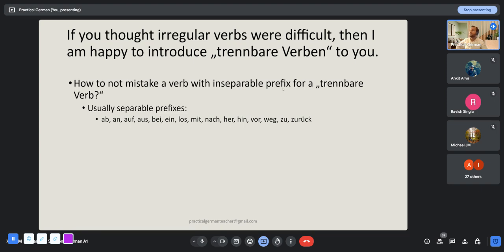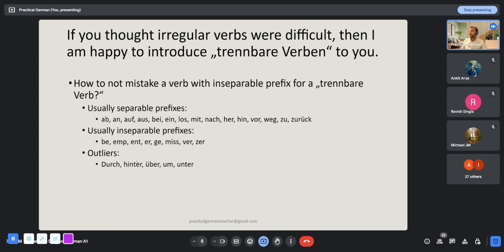So prefixes like ab, an, auf, aus, bei, ein, los, mit, nach, her, hin, vor, weg, zu, zurück. When you see these prefixes in a verb, you can be sure most of the time that the verb is separable. Then whenever you see these prefixes: be, emp, ent, er, ge, mis, ver, zer, these are usually inseparable prefixes. So when you see them, don't think it's a separable verb. No, the prefix is not separable.